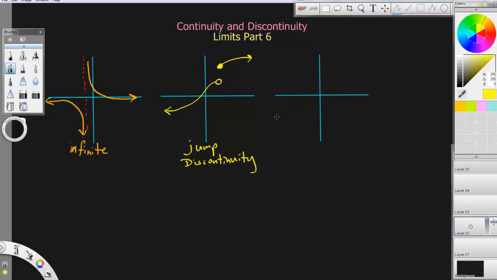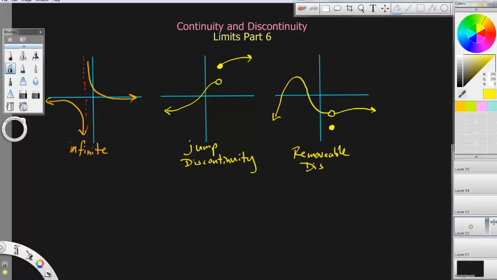Here's removable. Say you're coming around and this thing goes like that and then makes a hole and then keeps going like this. And then all of a sudden you just got a dot right here, right underneath. That's called a removable discontinuity. So these are three different types of graphs that are not continuous.